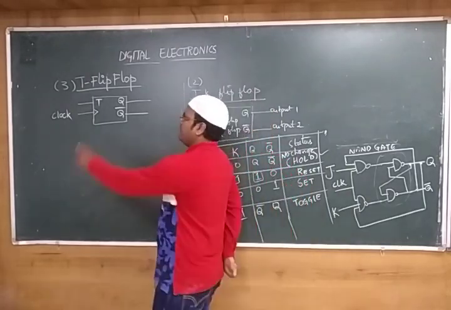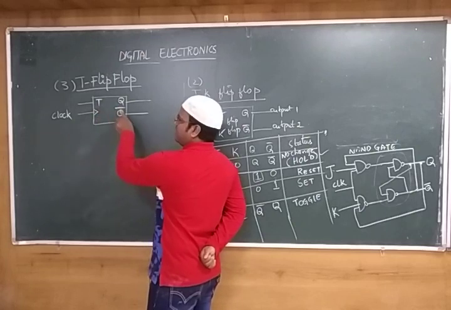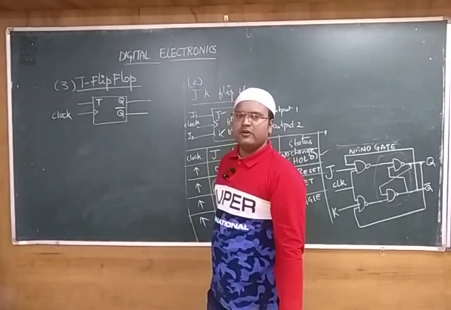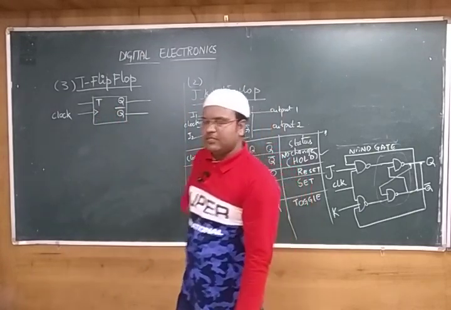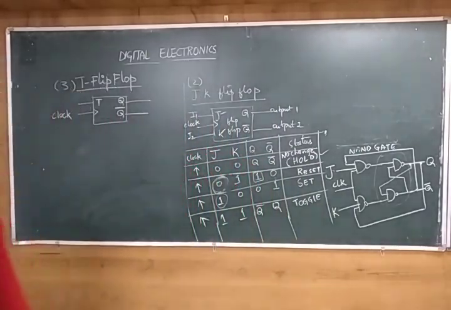For that, we had taken T, only a single input, and we are passing it to Q and Q bar. We just want to get the operation of it. For getting the operation, first you have to get its function. So how do we get the function? For getting the function, we have to write its truth table.